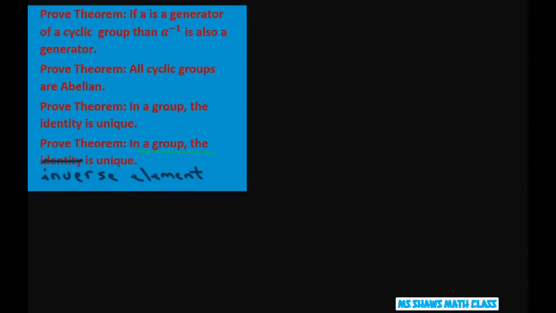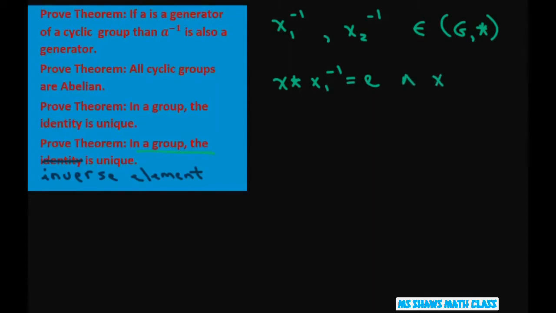Okay, for the second theorem, we have to prove in a group that the inverse element is unique. So we want to suppose that we have two inverses. We'll call them x sub 1 inverse and x sub 2 inverse in our group, in our binary group. Then, since they're inverses, they should equal E. So we have x star x sub 1 to the negative 1 equals E, and we have x star x sub 2 to the negative 1 equals E.